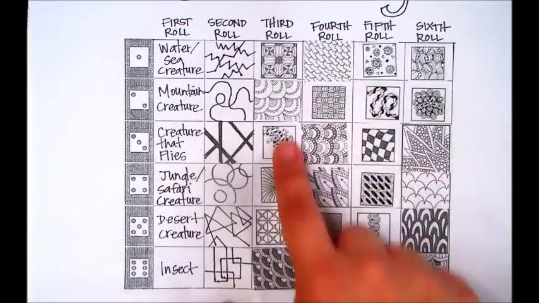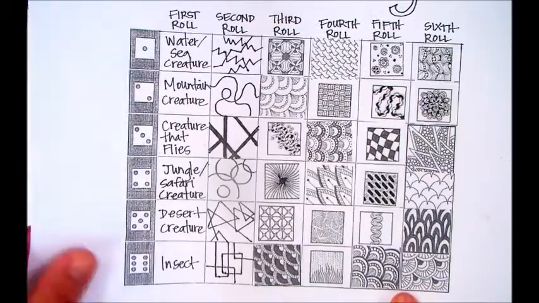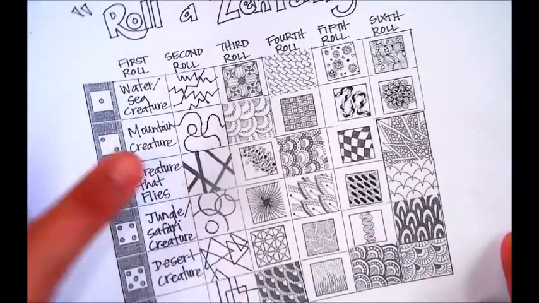The second roll is going to determine how they're going to break up the space of their paper, and the consecutive rolls after that are going to determine their Zentangle pattern. And I have multiple sheets with a bunch of different patterns, so they can choose any sheet that they'd like.